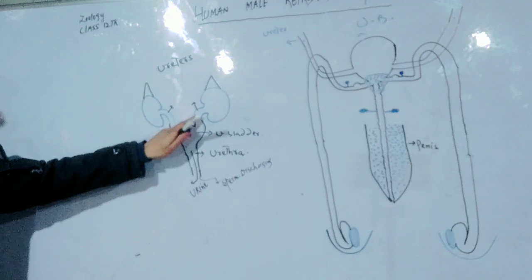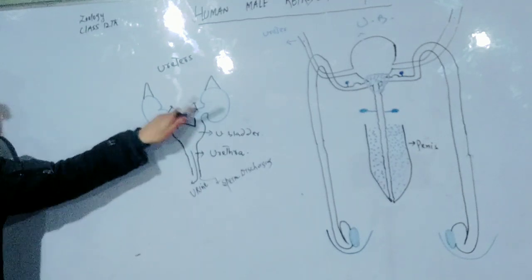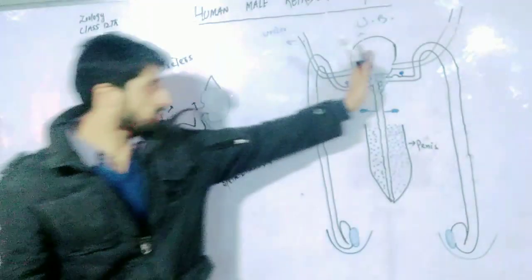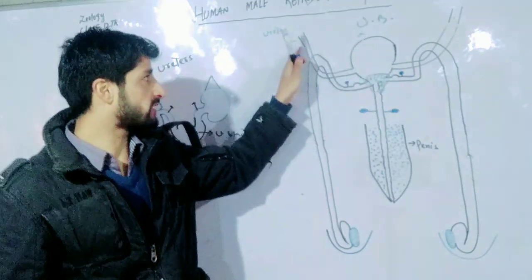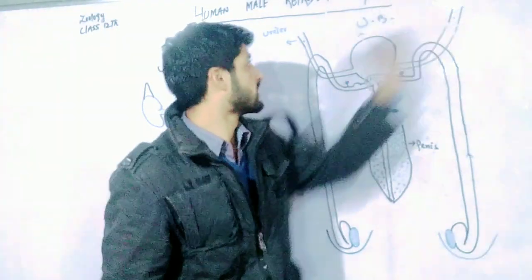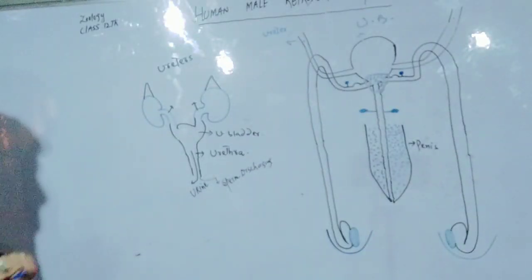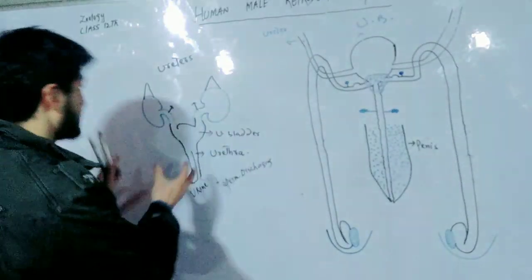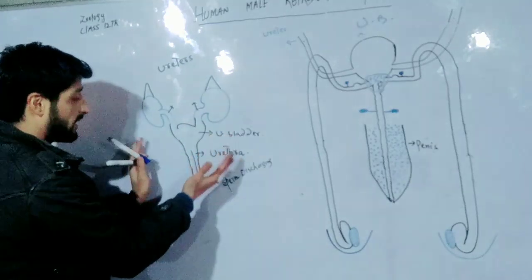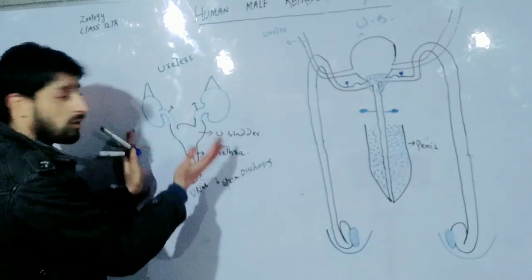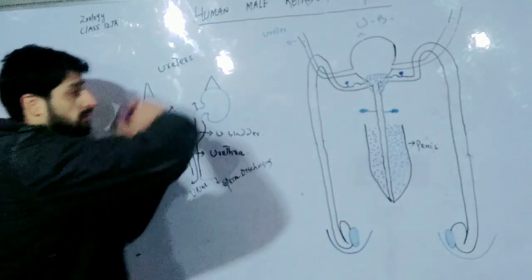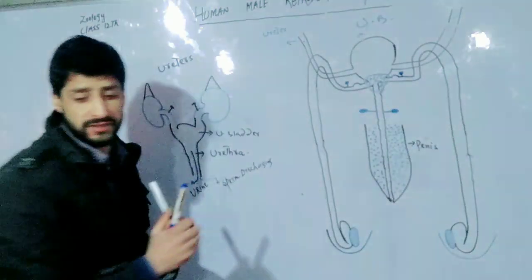Attached with the urinary bladder, there are present two tubes. These two tubes are ureters. Here also is the urinary bladder. Along with the urinary bladder, there are present two tubes. These tubes are called ureters. Hope you got the basic concept why I have drawn here excretory system of humans, because excretory system is correlated to reproductive system.